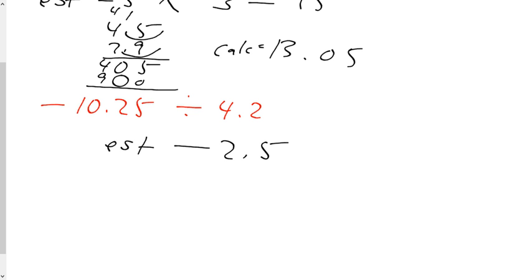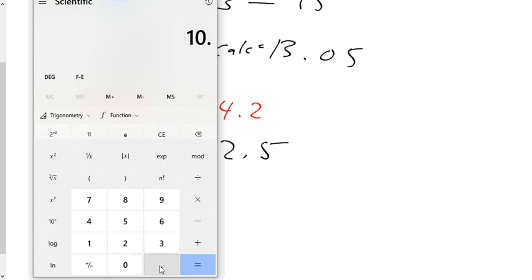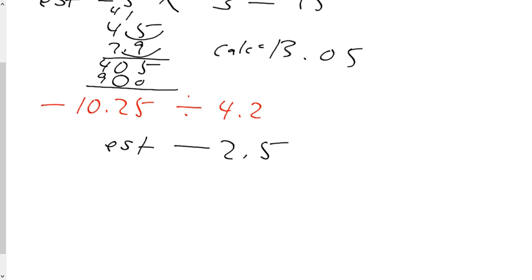I then take my calculator and say, what is 10.25 divided by 4.2? And the answer is 2.4404761907, which is approximately negative 2.44 is your rounded calculation. Was my estimation close? Yeah. Was it exact? No, that's not what estimations do, but it does give you a ballpark idea for the quotient for a division problem.